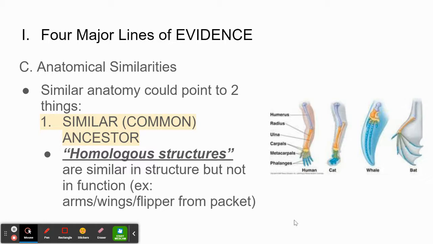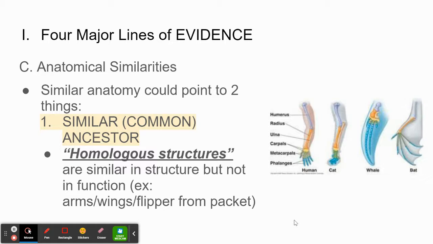So homologous, we've seen that word before. Homo as a prefix means same. And so structurally, they really are the same. They all had a humerus, they all had a radius, they all had an ulna. The reason is because they probably share some DNA with that common ancestor. And so as you can see on the screen, homologous structures are similar in their structure, but not always in their function.